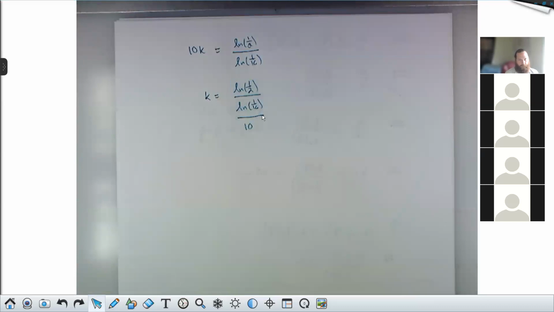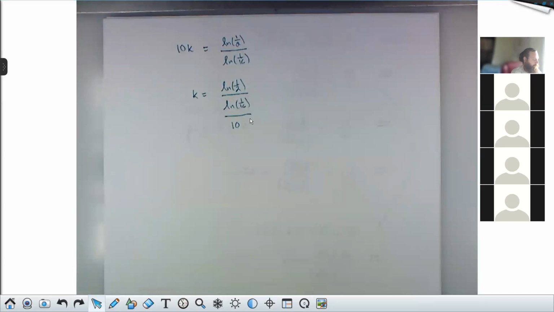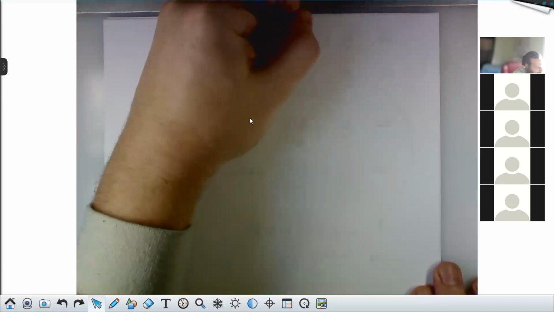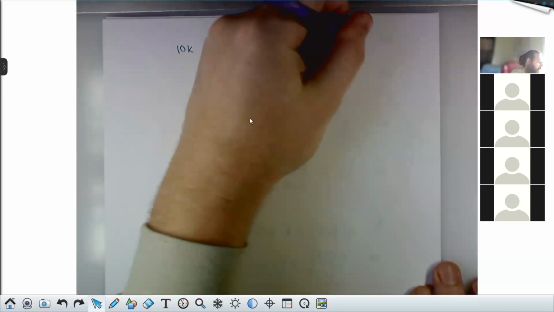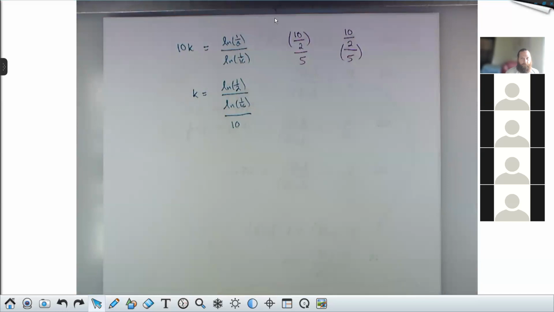So I'm going to put a pause on this. We're going to come back here. This isn't quite correct as it is. It's not that it's wrong necessarily, it's just that it's missing something. These are different. 10 divided by 2 divided by 5 with the top in parentheses is not the same as 10 divided by 2 divided by 5. Division is such a weird operation because it's not associative.